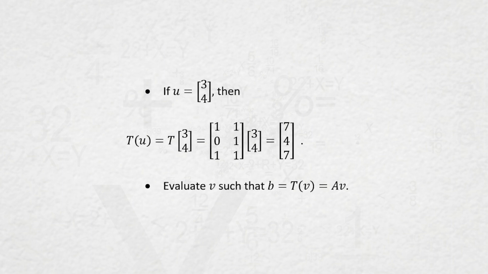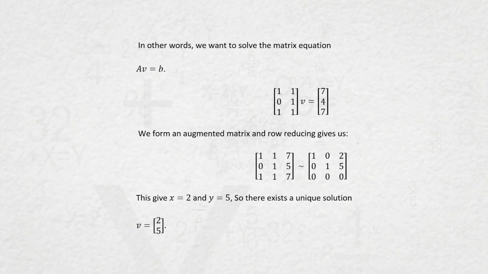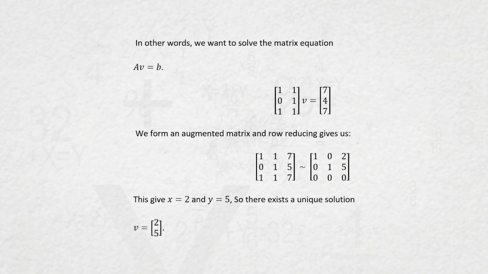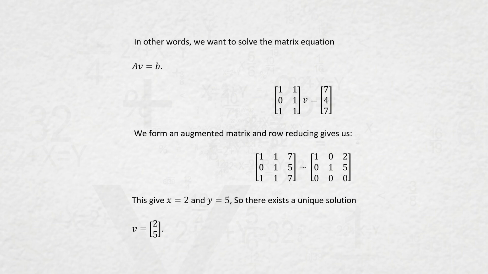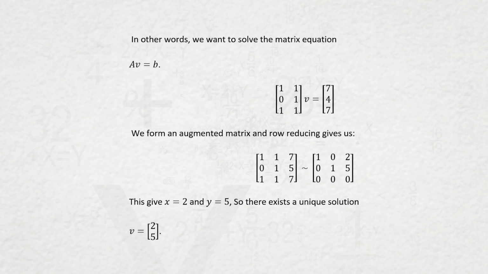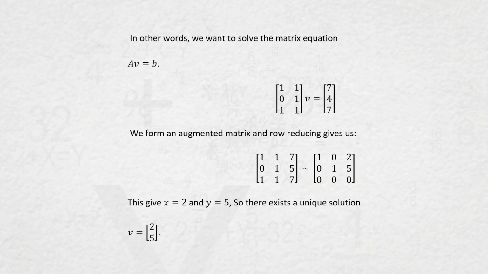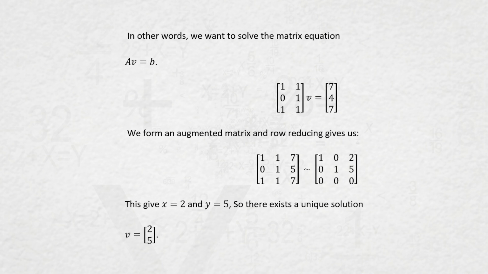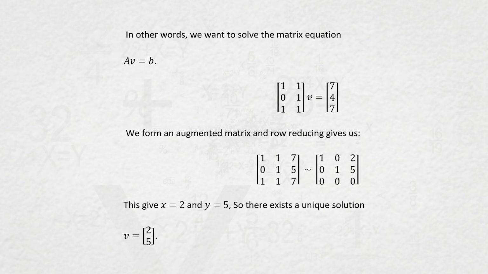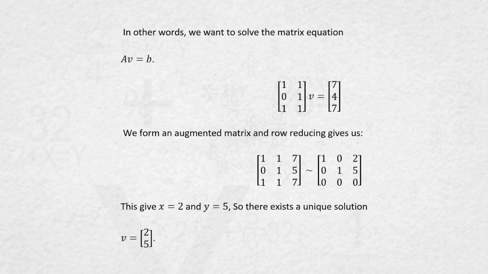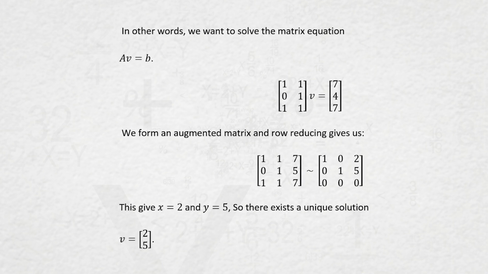Then find b such that b = T(v) = Av. In other words, we want to solve the matrix equation Av = b, that is the matrix multiplied by the vector v equals (3, 4, 7). We form an augmented matrix and row reducing gives an equivalent matrix with rows (1, 0, 2), (0, 1, 5), (0, 0, 0). So, this gives us a solution x = 2 and y = 5. So, there exists a unique solution v = (2, 5).